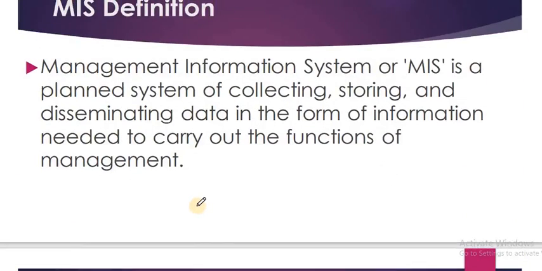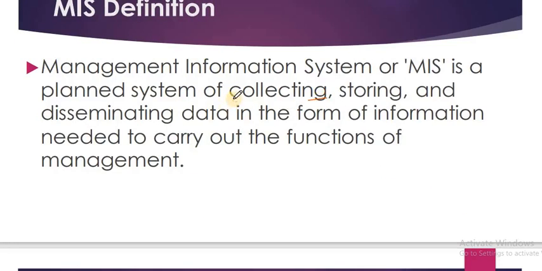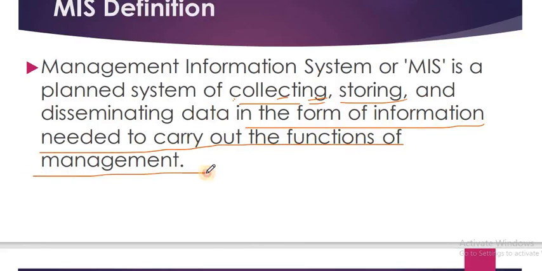So management information system, or MIS, is a planned system of collecting, storing, and disseminating data in form of information needed to carry out the function of management. I think it's so clear to everyone on this one. Collecting, storing, and disseminating, distributing of data in form of information needed to carry out the function of management.